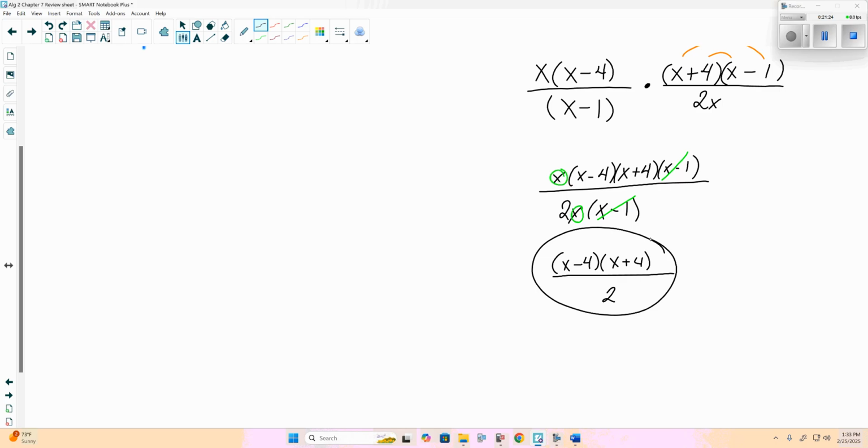If everything does cancel out on top and bottom, everything simplifies. It's going to reduce to what? 1. Anything divided by itself is 1. So if everything does simplify out, it's going to reduce to 1, not 0.